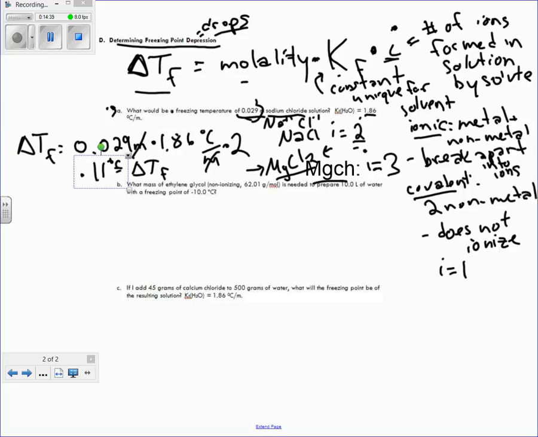So what I'd like you to do is do the remaining 2 problems and then go on to the freezing point depression practice problems in Schoology.